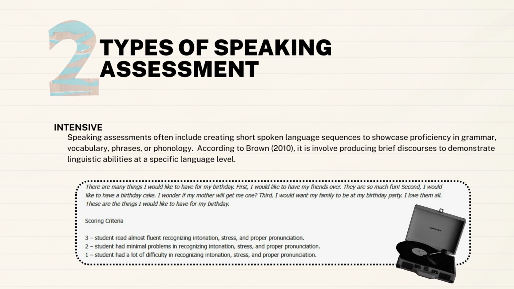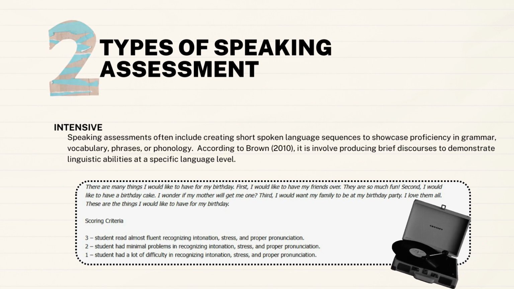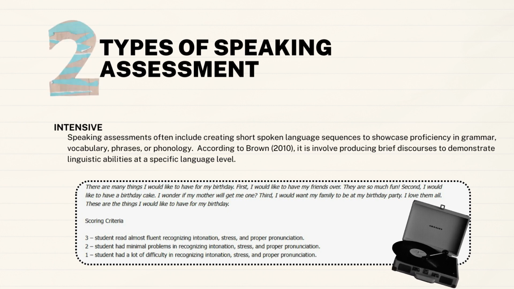There are scoring criteria: 3 for a student who is almost fluent, recognizing intonation, stress, and proper pronunciation, and 2 for a student who has minimal problems in recognizing intonation, stress, and proper pronunciation, and 1 for a student who has a lot of difficulty in recognizing intonation, stress, and proper pronunciation.